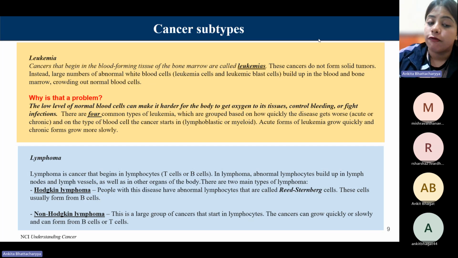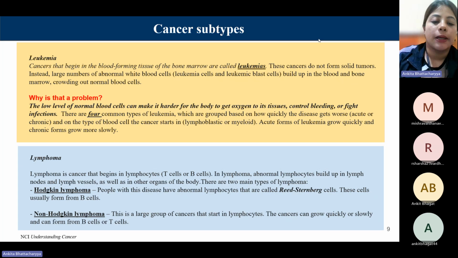When I talk about lymphoma, that is occurring only within the lymphoid lineage cells, and that occurs within the T cells and the B cells. In this case, abnormal lymphocytes build up in the lymph nodes and lymph vessels as well as other organs within the body. Two main types of lymphoma are most commonly understood: Hodgkin's lymphoma and non-Hodgkin's lymphoma.